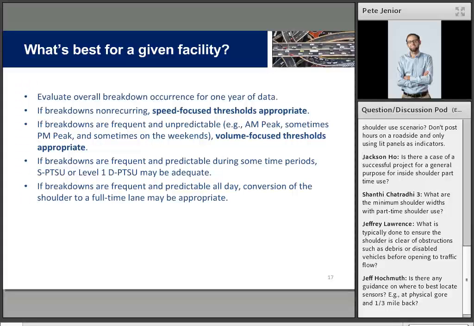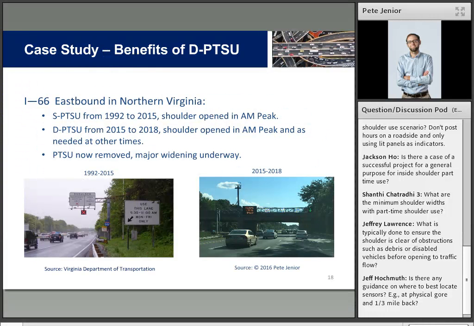There's no need to go dynamic, particularly not right away, if your congestion is predictable. The opposite extreme would be a recreational type facility where your peaks are going to be on weekends or different seasons, and there's going to be a great deal of variation. There'd be limited benefit to static shoulder use in those scenarios.